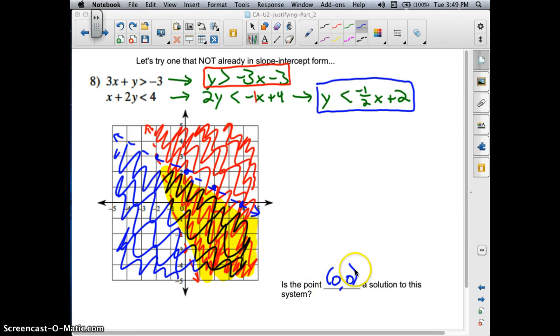Is the point (0, 0) a solution to this system of equations? Or inequalities, I'm sorry. I hope you said the answer is yes. Because the point (0, 0) is in the shaded region, it is a solution to the system.